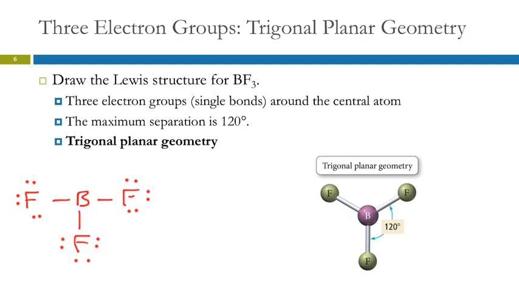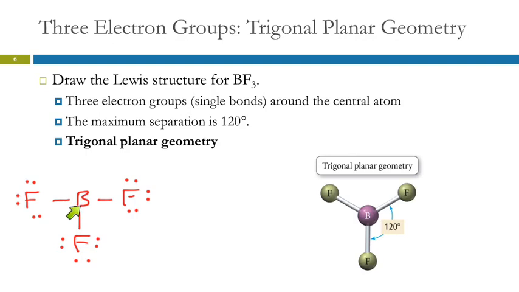It's good enough. The way to confirm that is to look at formal charges. You find that this structure will have 0 formal charges. So it's better than trying to do a double bond and give boron an octet. So here's our Lewis structure.